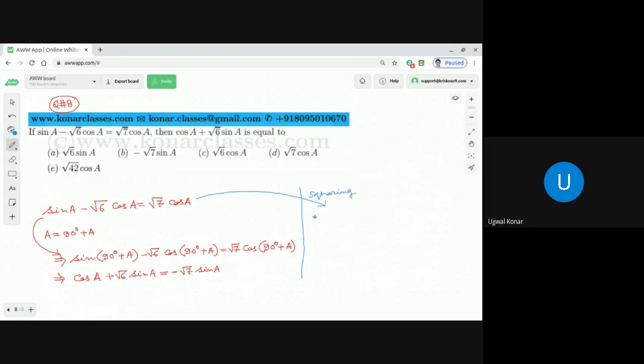It is (sine A minus root 6 cos A) whole square. That is equal to sine square A plus 6 cos square A minus 2 into root 6 into sine A cos A. Correct or not? And that is equal to 7 cos square A.